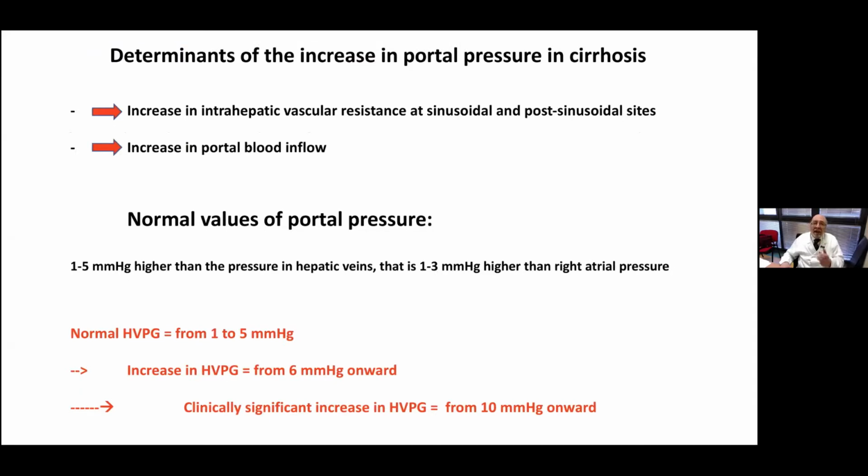The determinants of the increase in portal pressure in cirrhosis are an increase in intrahepatic vascular resistance at sinusoidal and post-sinusoidal sites, and an increase in portal blood flow. The normal values of portal pressure are 1 to 5 millimeters of mercury higher than the pressure in hepatic veins, that is 1 to 3 millimeters higher than the right atrial pressure. So the normal value for HVPG is from 1 to 5 millimeters of mercury. We consider an increase in HVPG from 6 millimeters of mercury onward, and a clinically significant increase in HVPG from 10 millimeters of mercury onward. This will be discussed later.